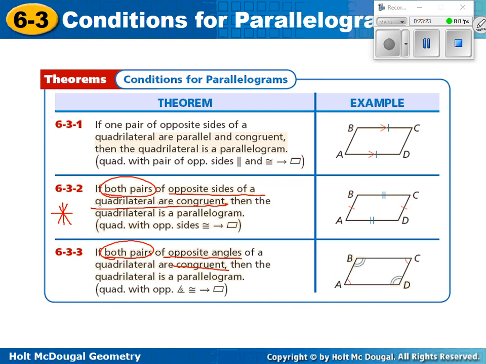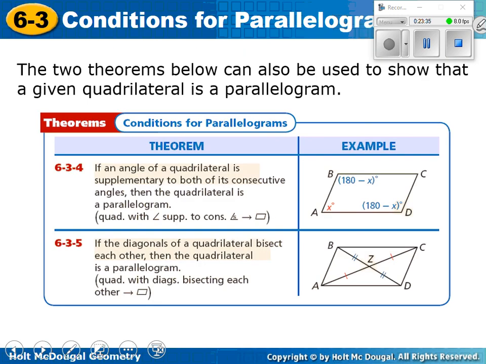Okay, the next two are going to change just a little bit. I'm going to skip on. I'm going to come back to this one because this is extra. Come back to it in a minute. I'm going to skip on to this chart right here. So if you're looking at your notes as well, we're on the second chart in your notes, down at the bottom left. Okay, this says consecutive angles are supplementary, right? This is going to say that if one angle is supplementary to both of its consecutive angles, that's enough to say it's a parallelogram. If you have one angle supplementary to both of its consecutive angles.